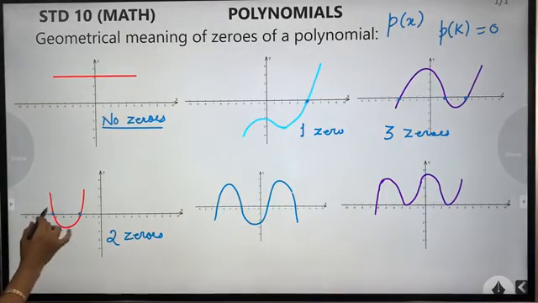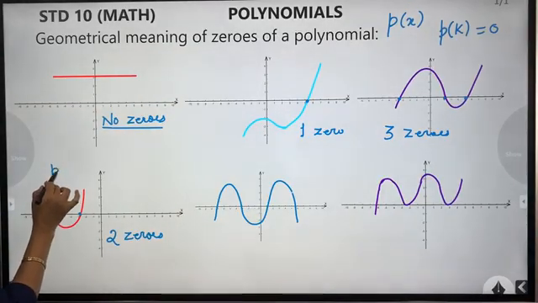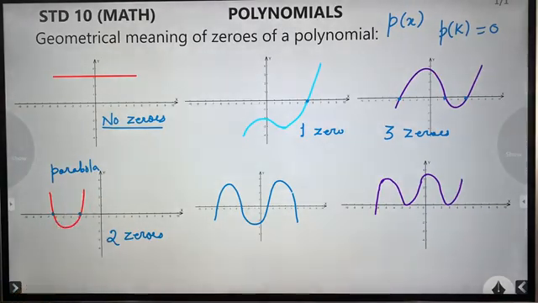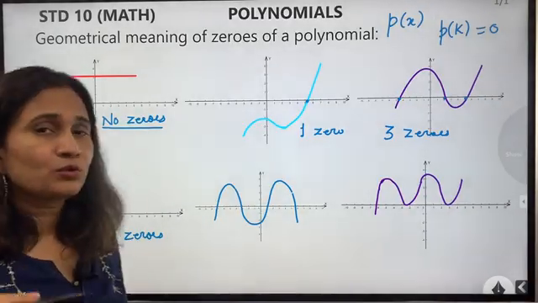Since it has 2 values, children, this shape is also called a parabola. So for a quadratic equation, basically you are going to get this type of shape. Also from the graph you come to know it is intersecting the x-axis at 2 places.